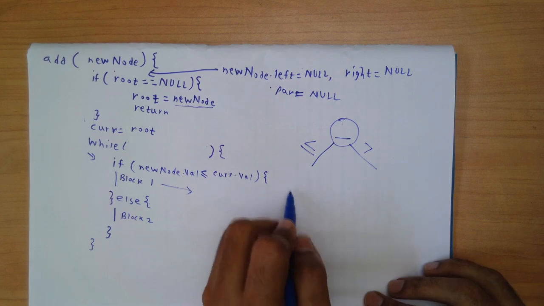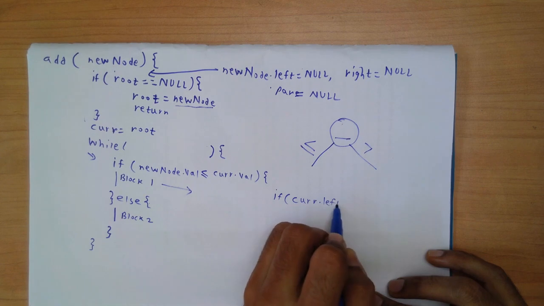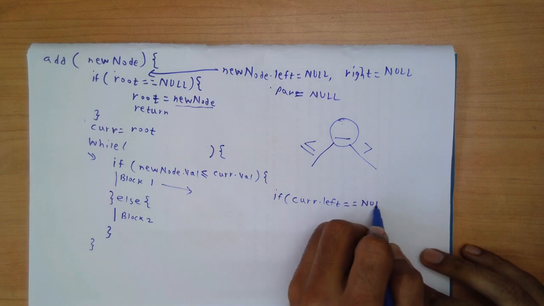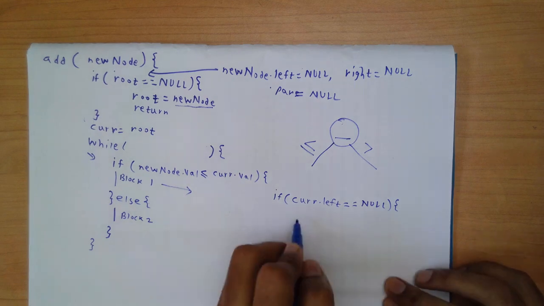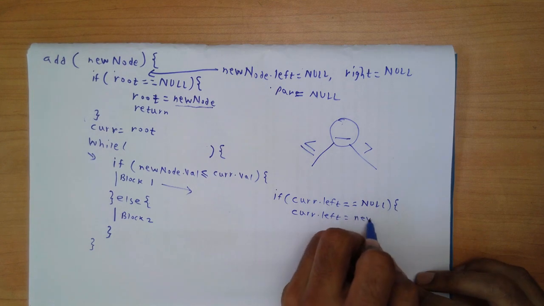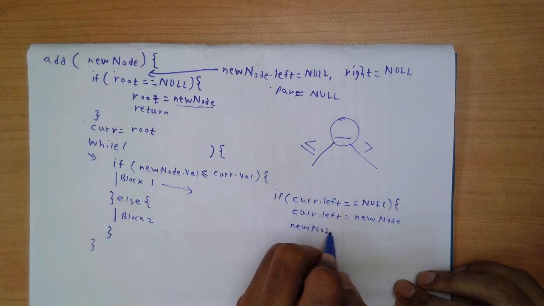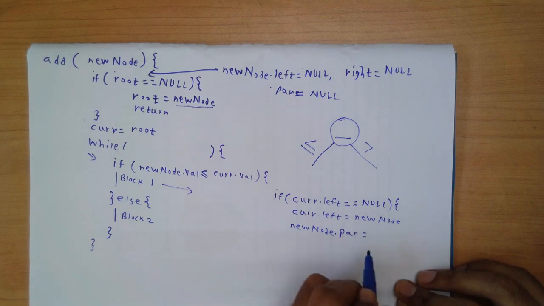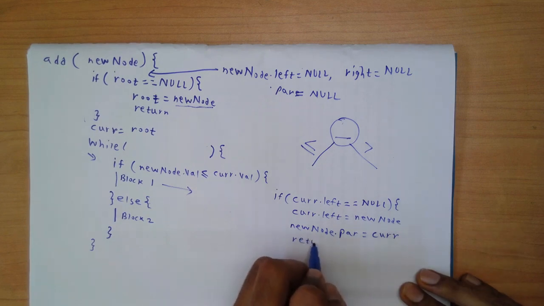So what I will do is I will ask the question: if my current dot left is equal to null. Is it null? If it is null, then what should I do? Then it's clear, I should do the insertion. Okay, then I will say that my current dot left will be equal to the new node, and for my new node I will say that new node dot parent, right? So new node dot parent will be equal to the current node, and then I return. I'm done with the insertion.